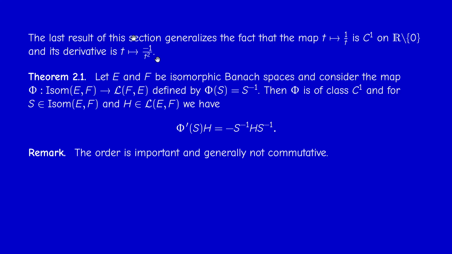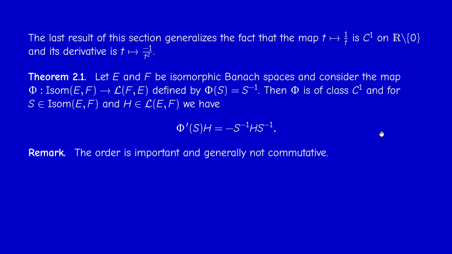This is really a generalization of this because if F equals R, then this is commutative. In general, this is not commutative because this is just the composition of operators. But if they were commutative, then you get minus S minus 2 H.